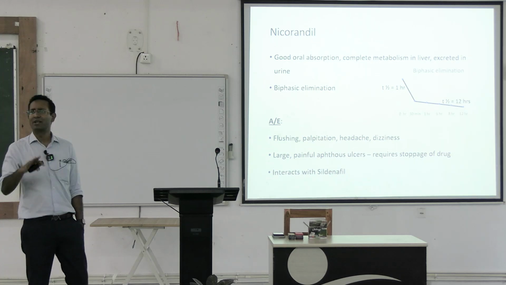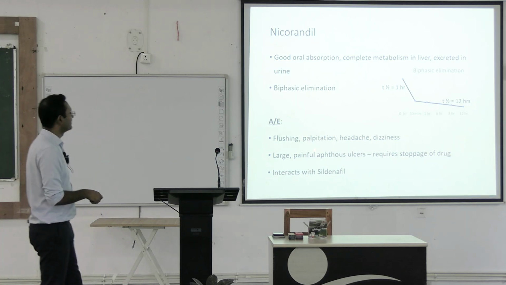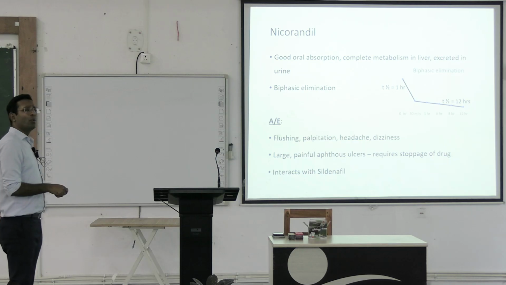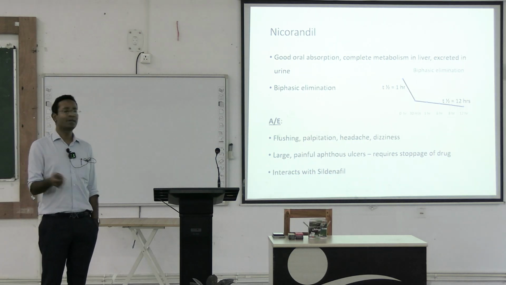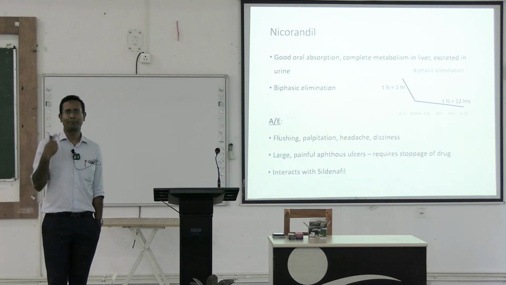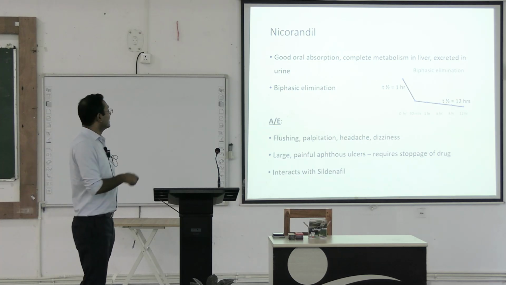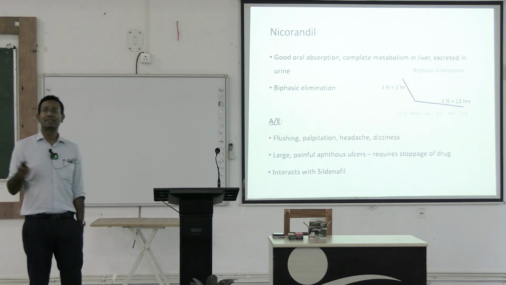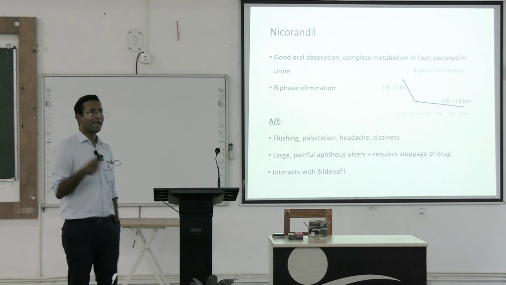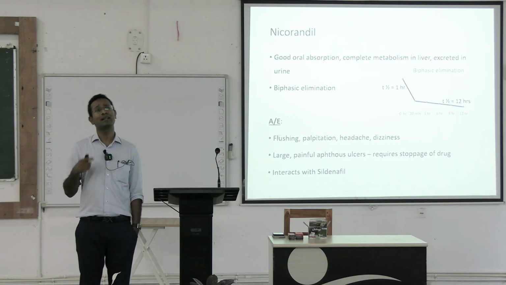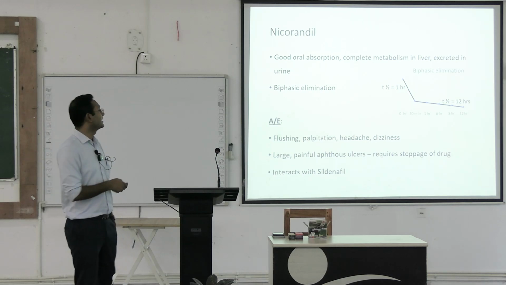Adverse effects are again because of hypotension: flushing, palpitation, headache, dizziness. One common adverse effect with nicorandil, and a reason for stopping the drug, is large painful aphthous ulcers or mouth ulcers. This drug also interacts with sildenafil, which is a PDE inhibitor, and can cause severe hypotension and can also precipitate MI in some patients.